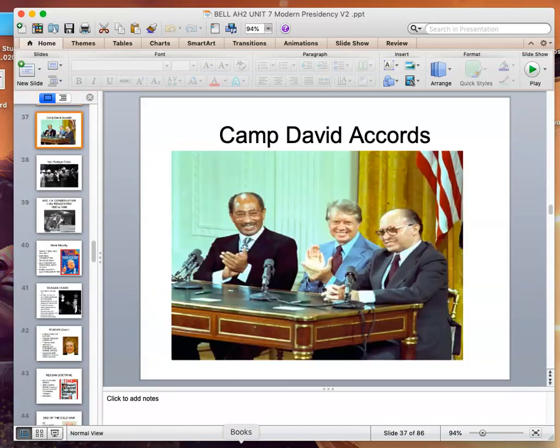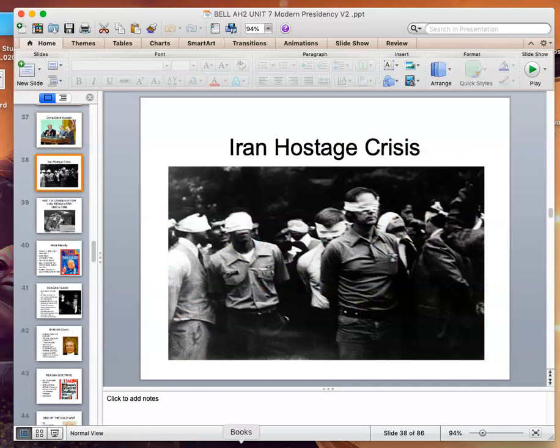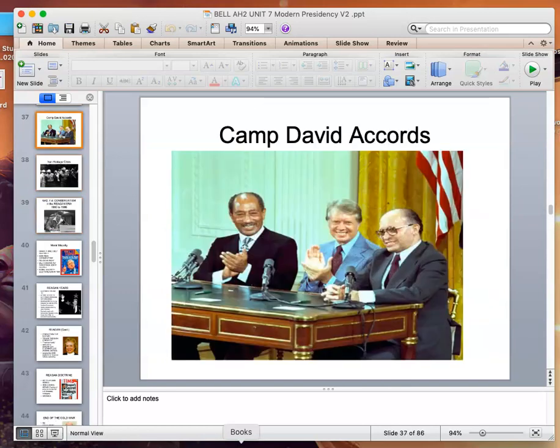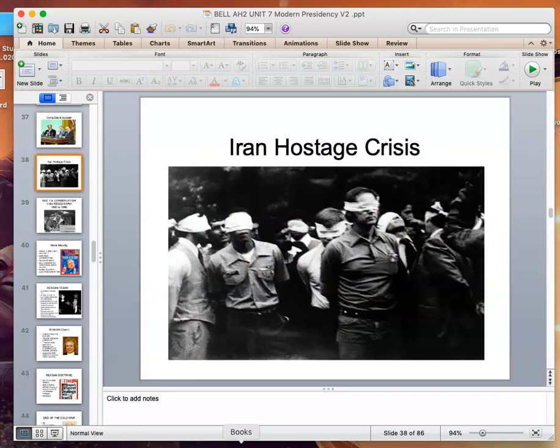Colin, there's an image of the Camp David Accords. The 7.4 is conservatism in the Reagan era. Getting tired here.